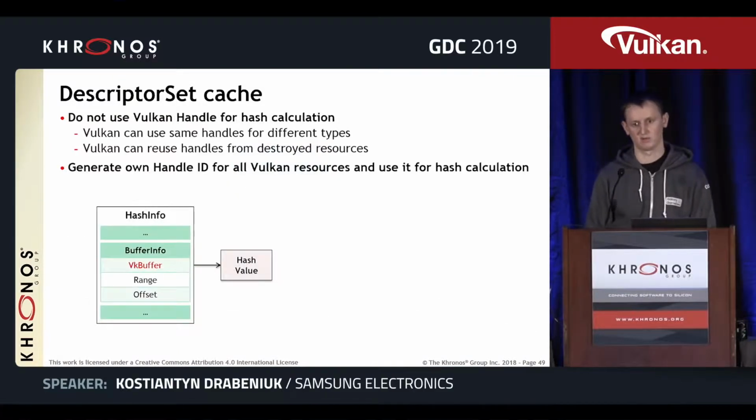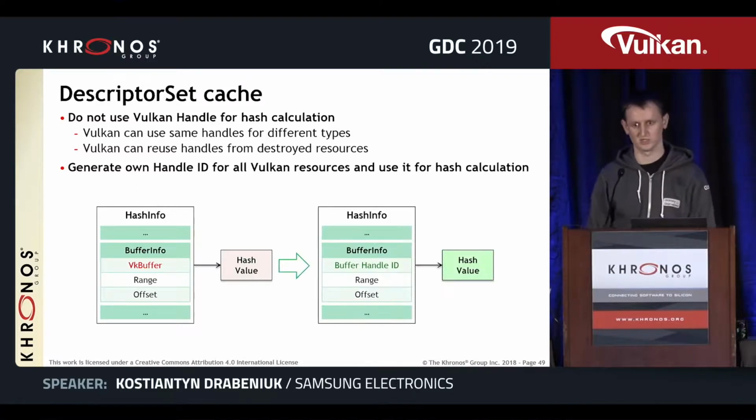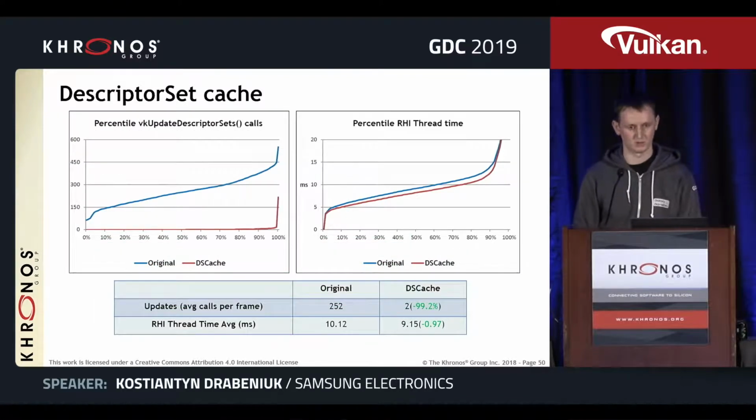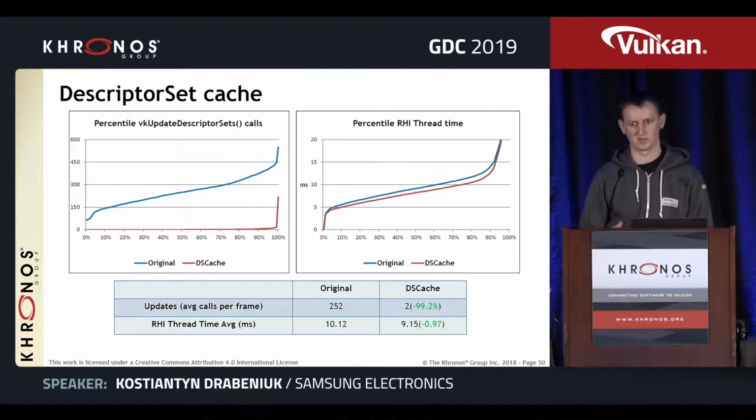Also, you should be careful with hashing. Don't use the Vulkan handle for hash calculation, because Vulkan can use the same handle for different types, and also Vulkan can reuse handles from destroyed resources. So it's better to generate your own handle ID and use it for hashing. After applying such optimization, the average number of updates was significantly reduced, and as a result, we got less RHI thread load.